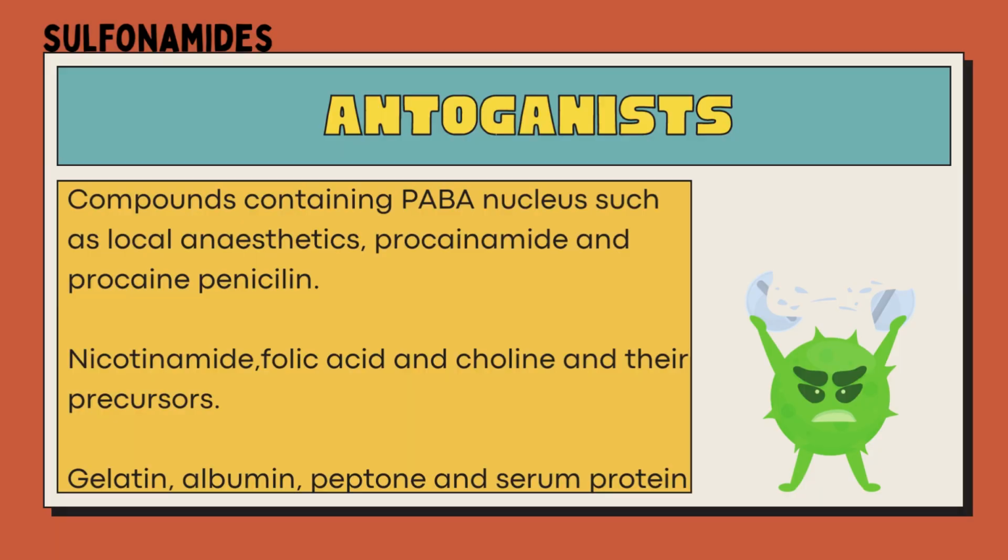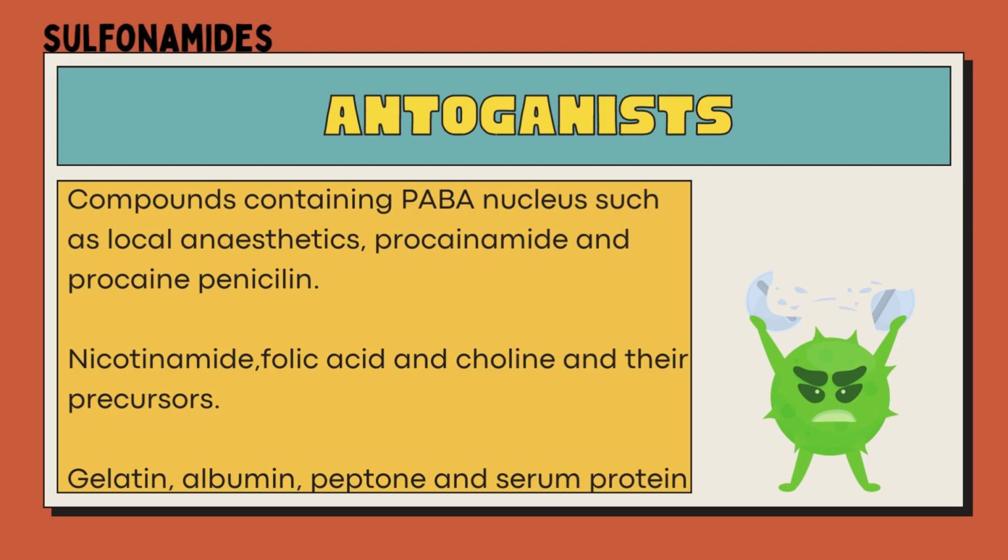Furthermore, the antagonists of sulfonamides include compounds containing PABA nucleus such as local anesthetics, which include procaine, butacaine, and benzocaine, procainamide, and procaine penicillin. Note that sulfonamides are inhibitory of PABA, that's why compounds containing PABA nucleus are antagonists of sulfonamides.